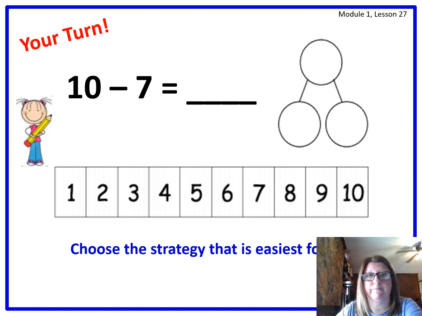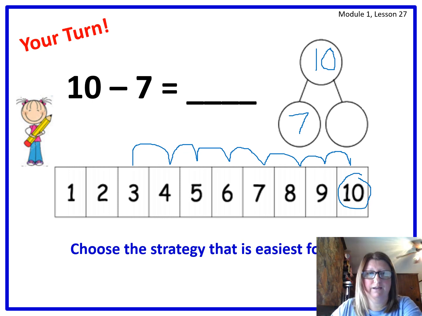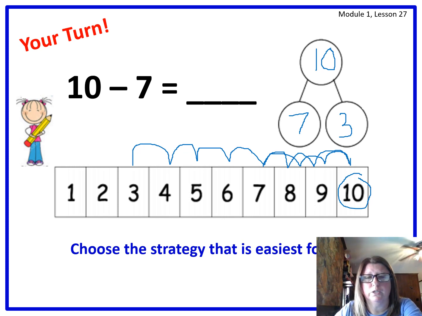10 minus 7. All right, so let's see. 10 is our whole, 7 is our part. So let's do the counting back strategy. I'm going to circle the 10, and I'm going to go 1, 2, 3, 4, 5, 6, 7. All right, 3 is my answer. So that took quite a long time. So now let's try again. We'll start at 7 and count up to 10. 1, 2, 3. The counting on strategy worked best for that one.